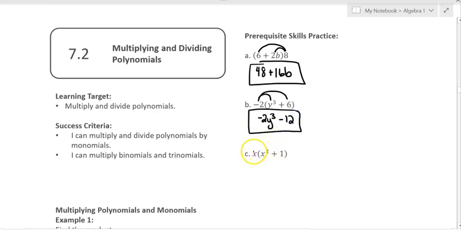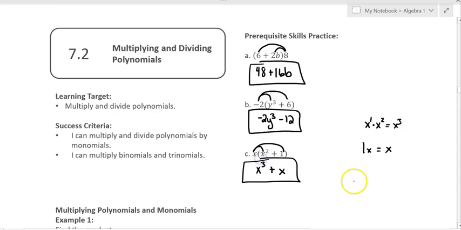And then when we distribute the x, we're going to have to use some exponent properties. So remember, when we have x times x squared, it's like x to the 1. Do you remember we add the exponents? So we get x cubed. And then x times 1 is 1x, but typically instead of writing 1x, we're just going to write x. We're trying to get in that habit.